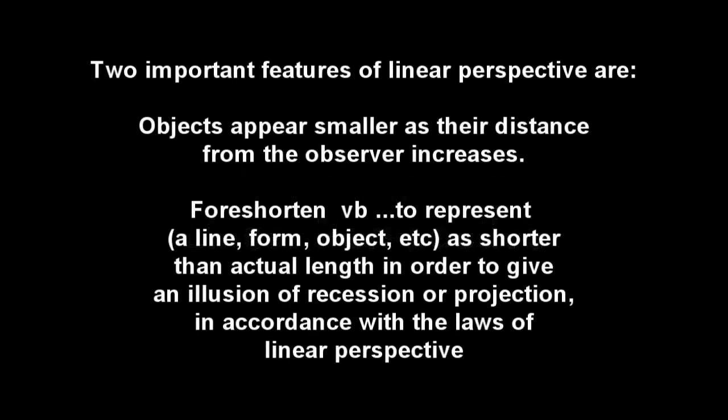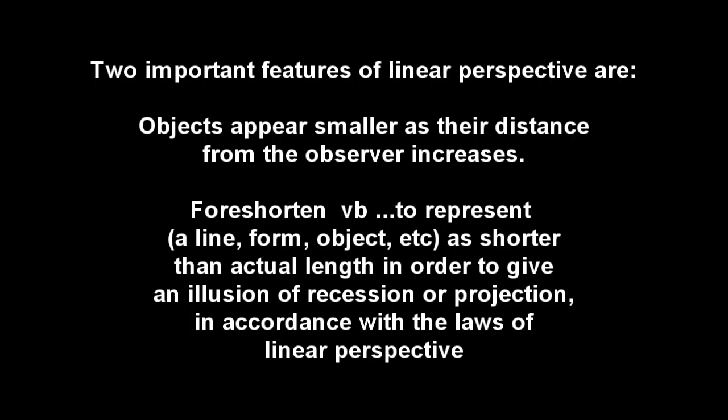In this video we will be explaining linear perspective. There are two kinds of perspective, linear perspective and aerial perspective. The two important features of linear perspective are objects appear smaller as their distance from the observer increases, and foreshortening, which is to represent a line, form, or object as shorter than actual length in order to give an illusion of recession or projection in accordance with the laws of linear perspective.